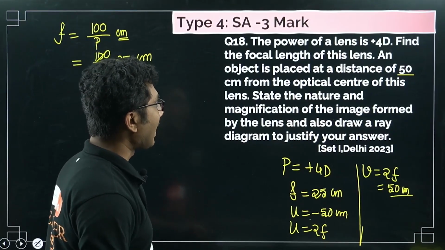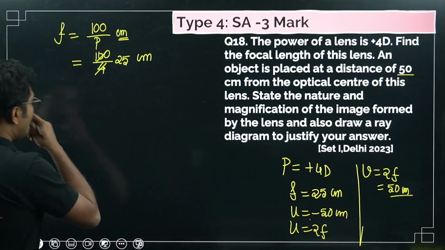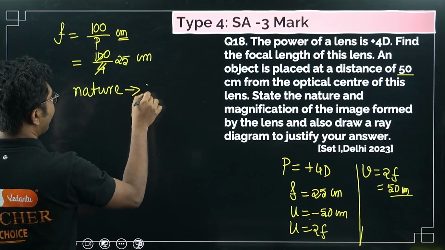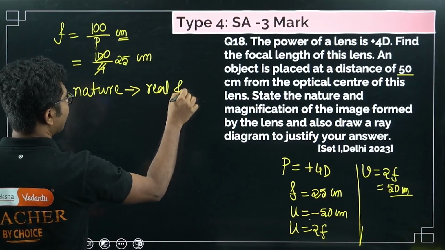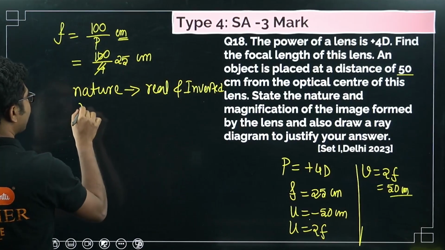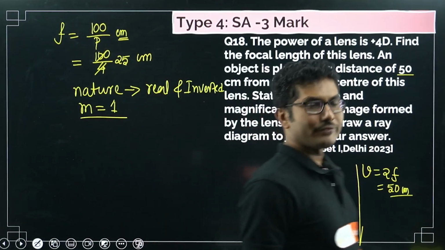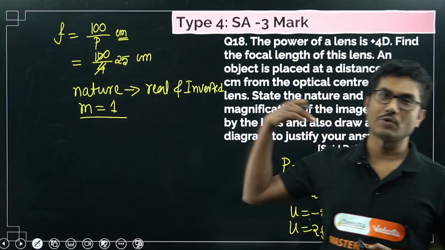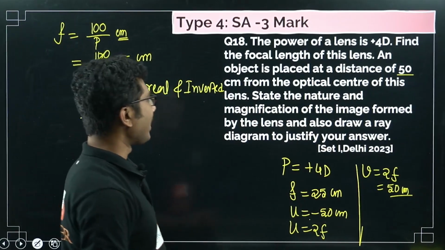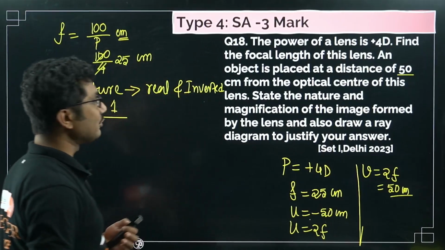Okay, from the optical center of this lens, state the nature and magnification of the image. Nature is real and inverted. Okay, magnification equals 1, because when the object is placed at 2f, we obtain an image exactly at 2f on the other side of the lens, and magnification is 1, right? So magnification of the image is 1. And also draw a ray diagram to justify your answer.